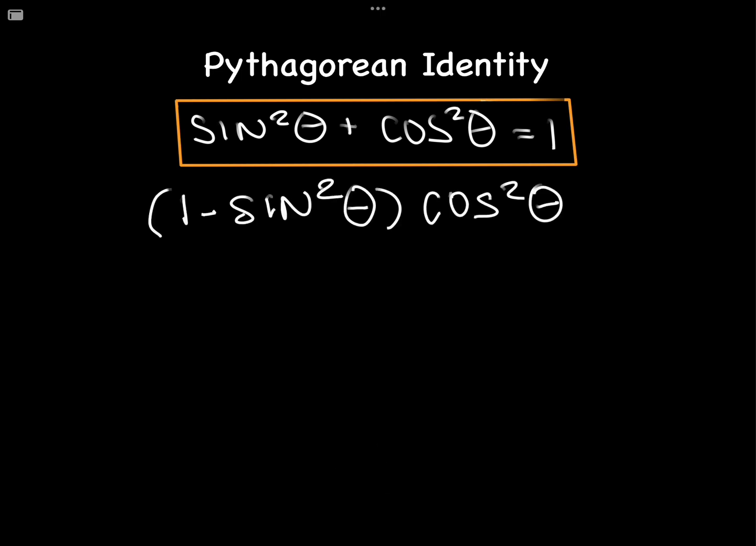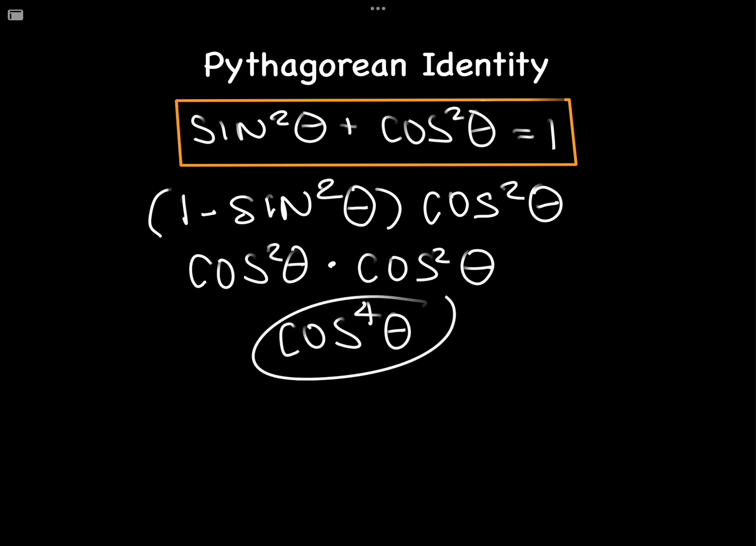Now, 1 minus sine squared of theta times cosine squared of theta. 1 minus sine squared of theta is equivalent to cosine squared of theta. Now we have cosine squared of theta times cosine squared of theta. This would simplify to cosine to the power of 4 of theta.